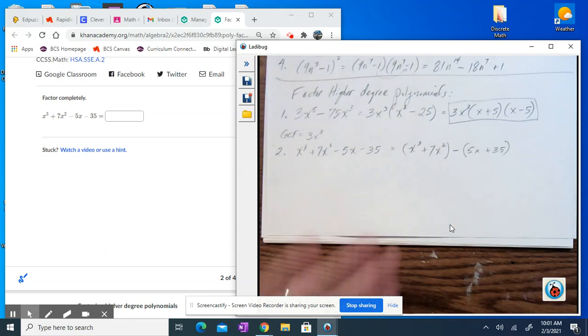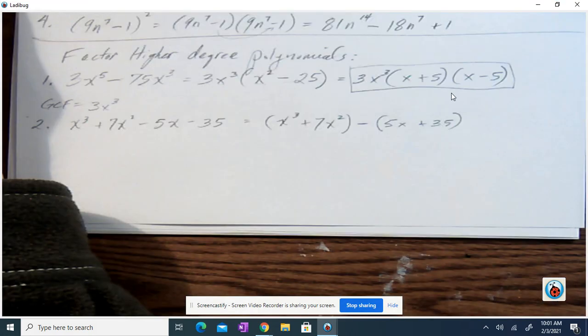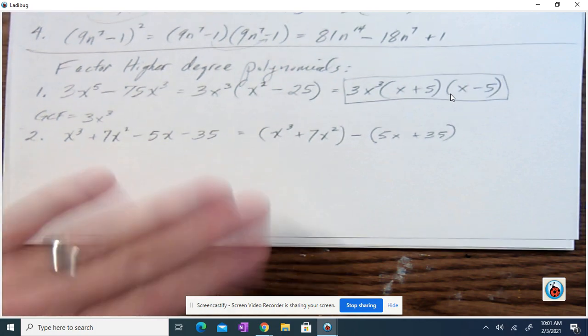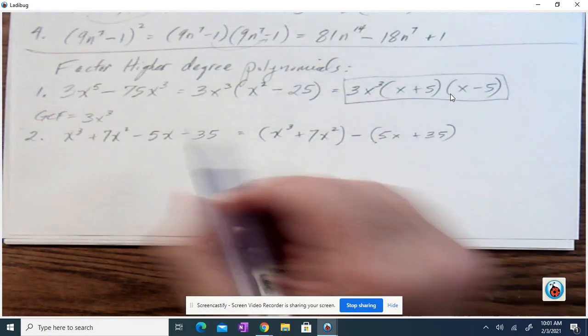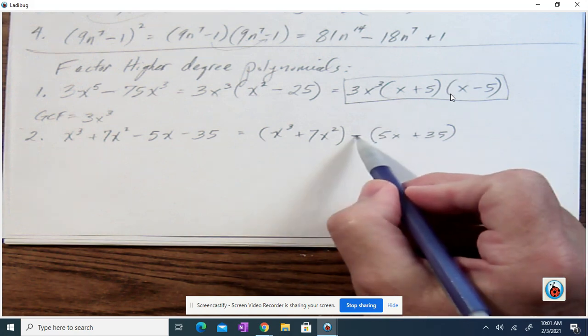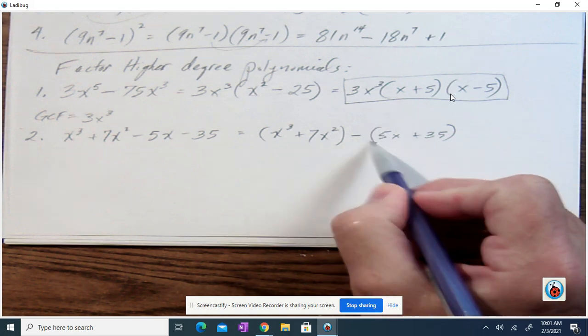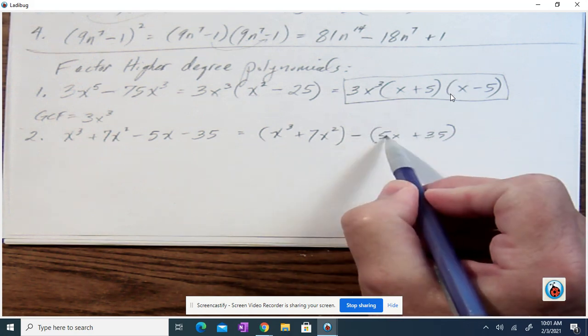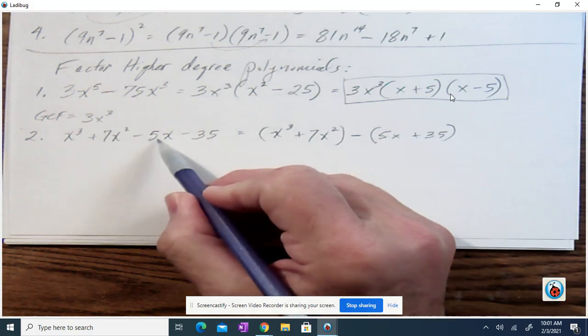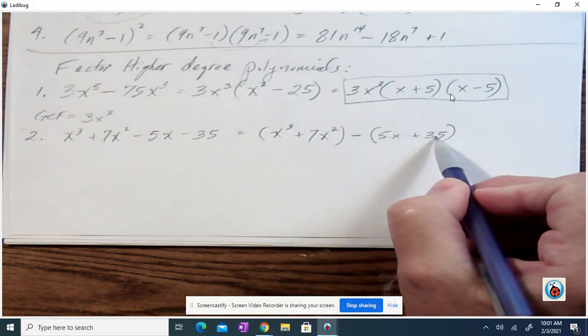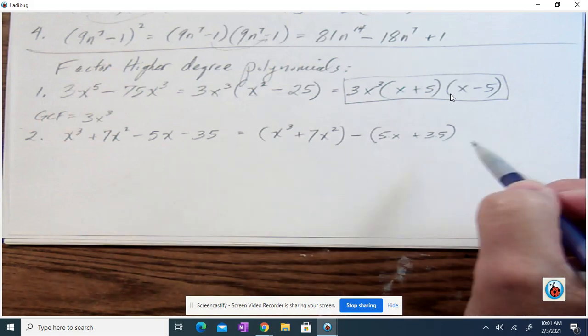Let me zoom in, so try to understand if you're confused. Let me go back. That negative gets distributed. If I were to drop these parentheses, that negative would get distributed here, which would make that a minus 5x, and it would also get distributed there, which would make that a minus 35.